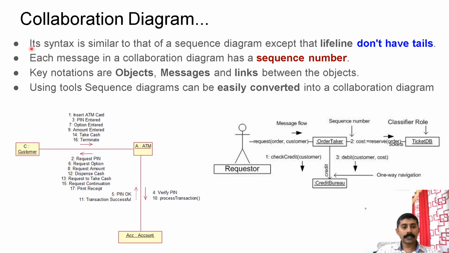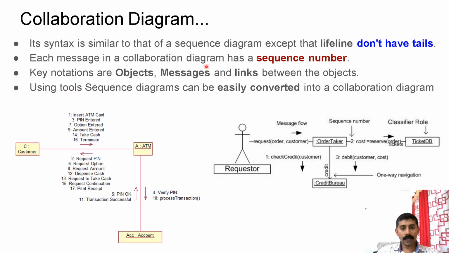Let us see the syntax. Its syntax is similar to that of a sequence diagram, except that the lifelines don't have tails. Previously I mentioned objects or actors. Object, actors, everything is referring to the concept of a lifeline only. Here the difference is that in a sequence diagram, each lifeline had a vertical dashed line indicating the lifeline tail. So here there is no such tail. That is the representational difference.